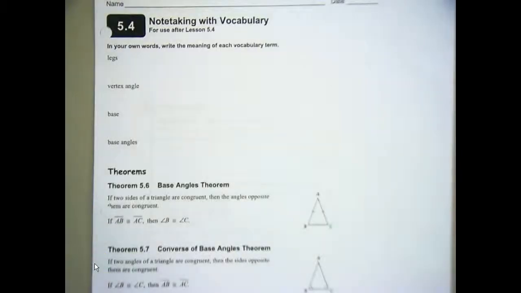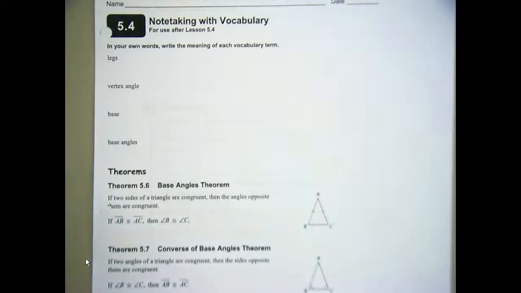All right, so today we're in section 5.4 and studying equilateral and isosceles triangles. Tell your neighbor what an equilateral triangle is and what an isosceles triangle is. Now brainstorm all the different things you know about those triangles.